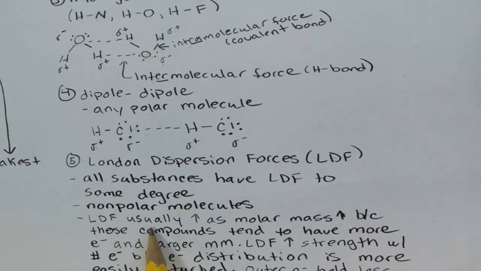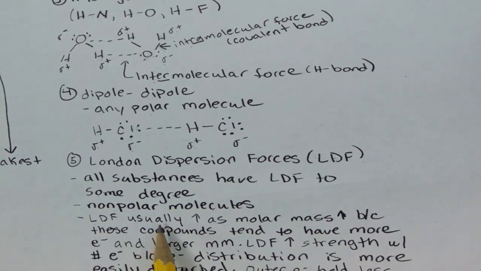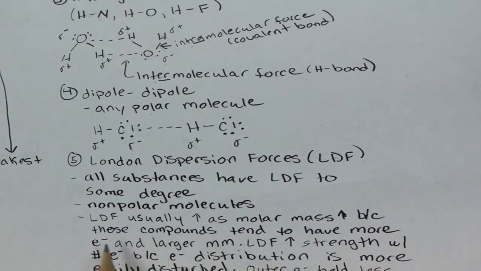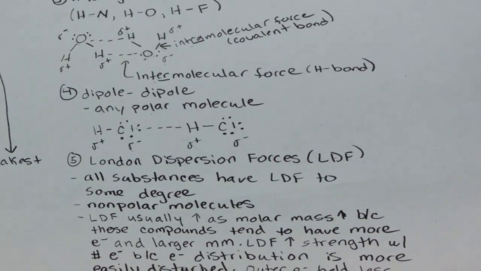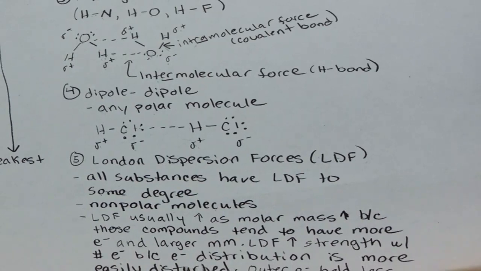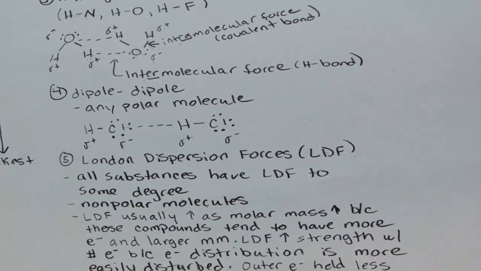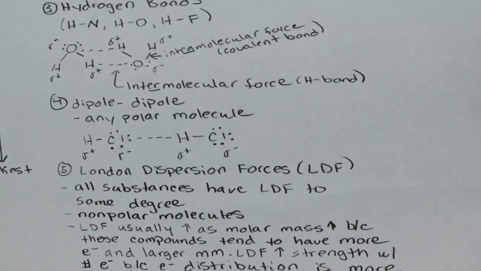Now, the strength of the London dispersion usually will increase as the molar mass of the compound increases because those compounds tend to have more electrons. So the more electrons we have, the more what we call polarizable the substance is.